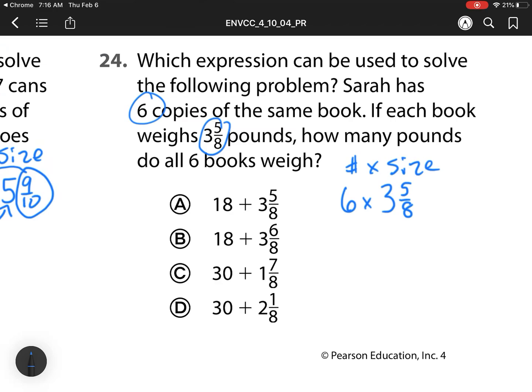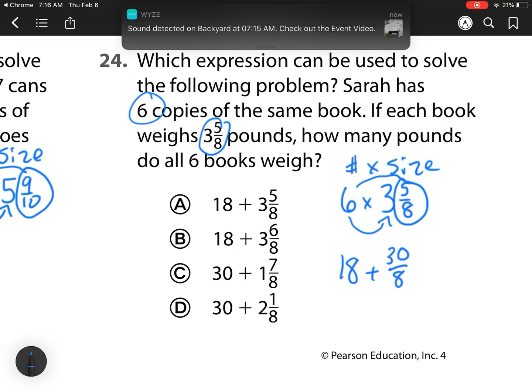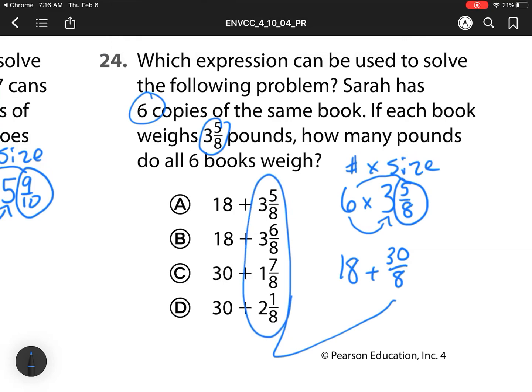So I'm going to use my distributive property to see if I can figure something out. So I have 6 groups of 3, which is 18, plus 6 groups of 5/8. So 6 times 5 is 30 over 8. But I still don't see that matching here. What I do notice about all of these, though, is that they changed it back to a mixed number. So let's see what I have here.